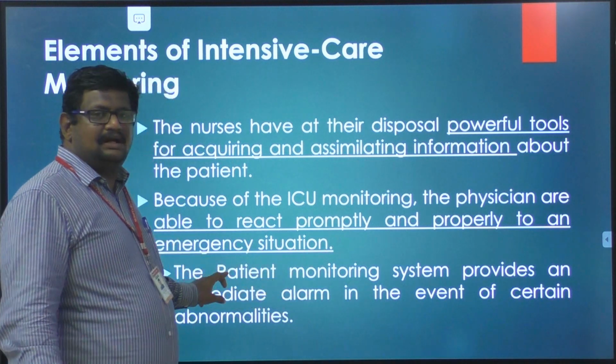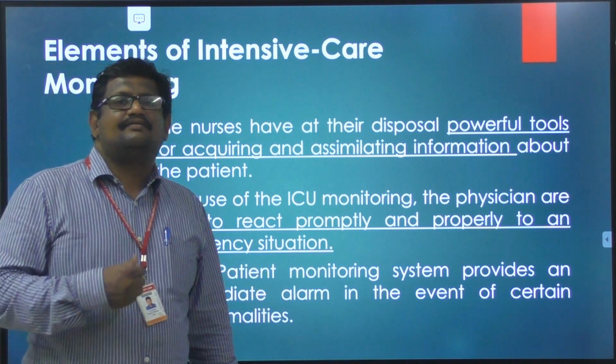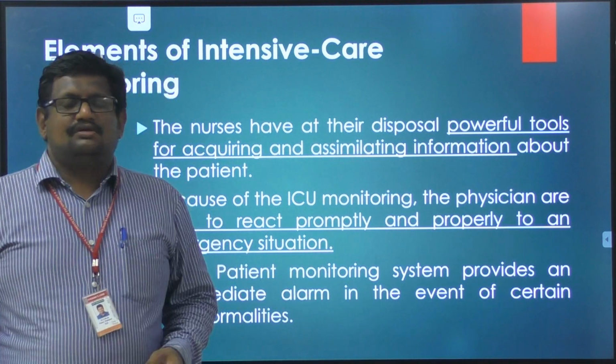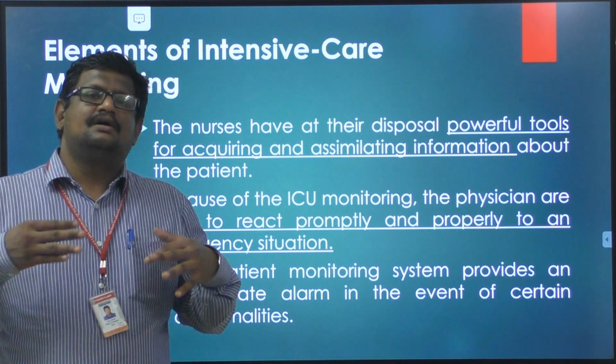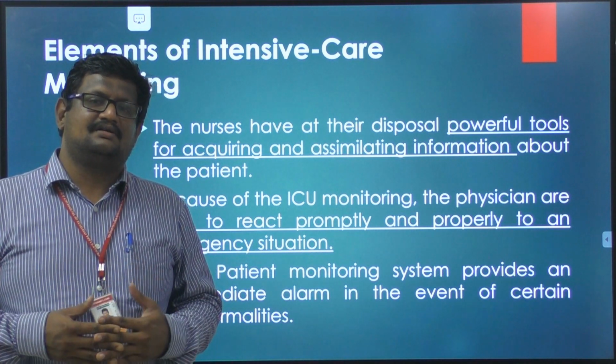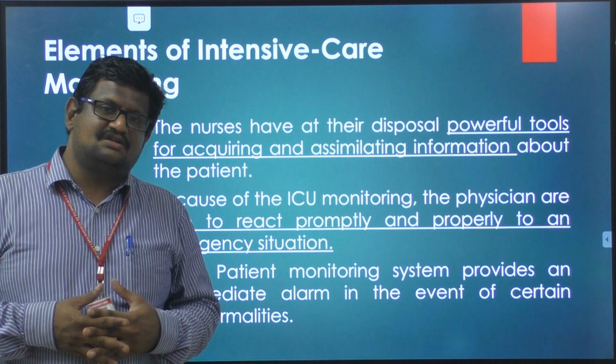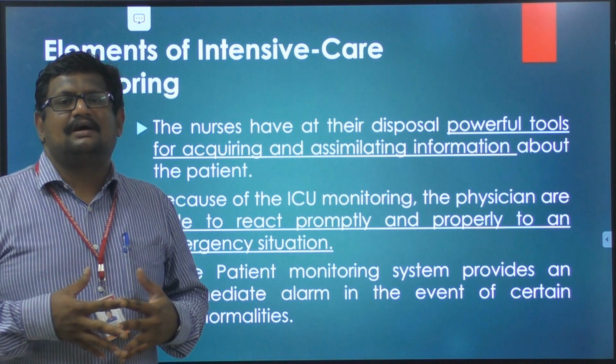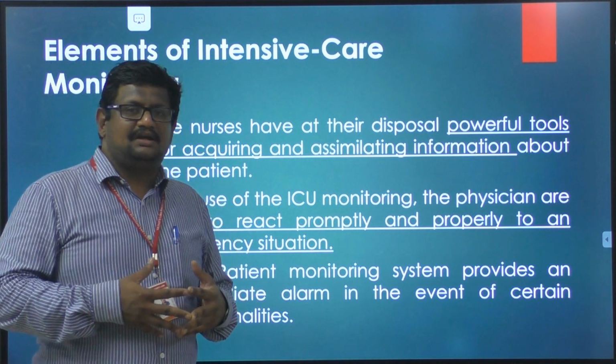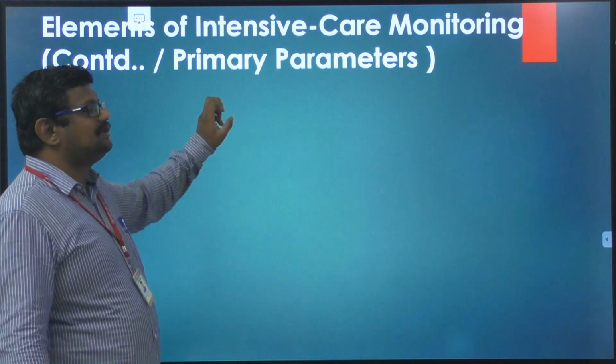That's what an immediate alarm is given whenever any of these parameters goes to a danger level. This is continual monitoring and also critical monitoring. Critical monitoring in the sense that the physicians and nurses should react immediately on hearing the alarm or when any abnormality is being sensed. What are the primary parameters?